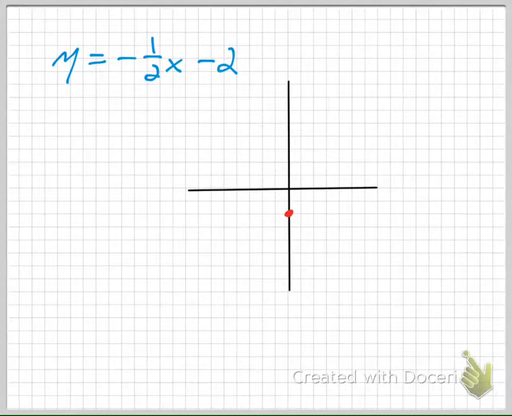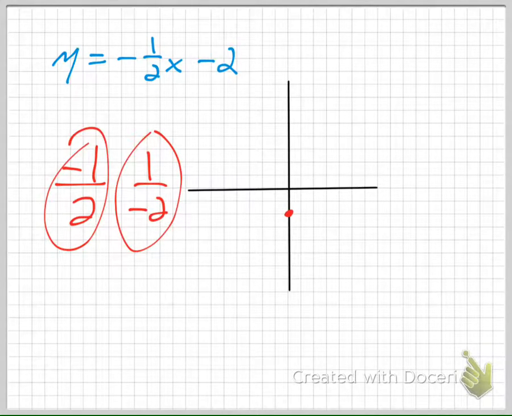And we know the slope is what? Negative 1/2. Now listen, does that mean it's a negative 1 over 2, or is it a 1 over negative 2? Which one is it? It's either. Watch.